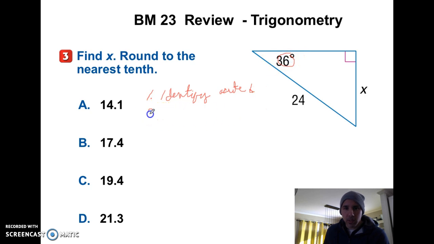The second thing I'll do is label the right triangle. This will be my hypotenuse, like always. And this will be opposite angle 36, so this is my opposite. And my adjacent, I don't need anything on my adjacent side to the angle, so I'll just label that adjacent. The third thing I'll do is identify which trig ratio I'm going to use.